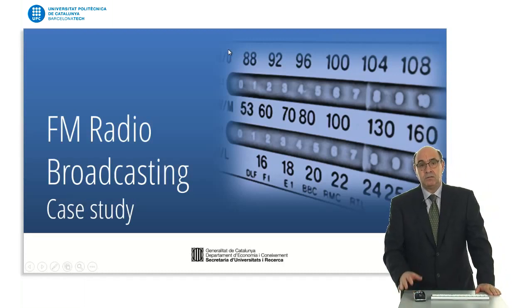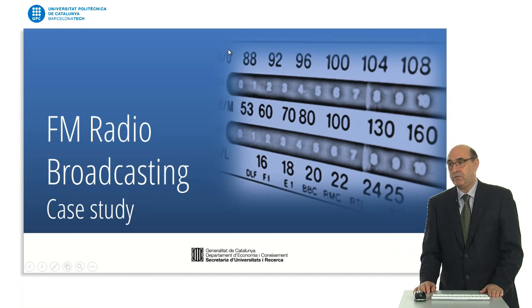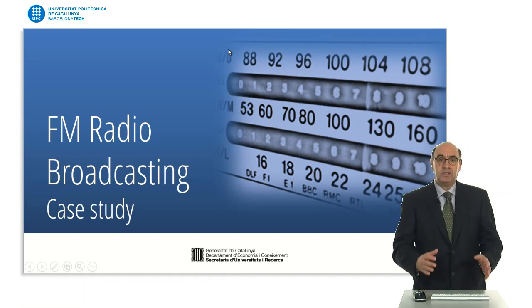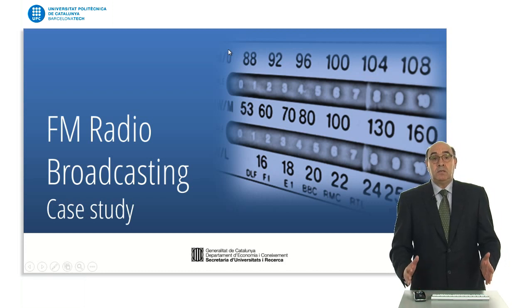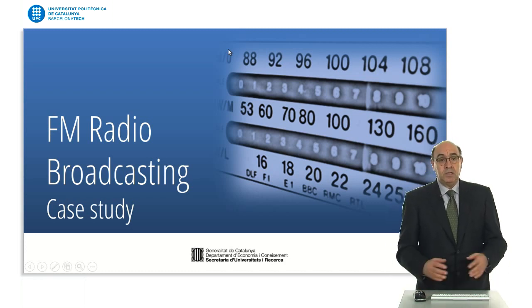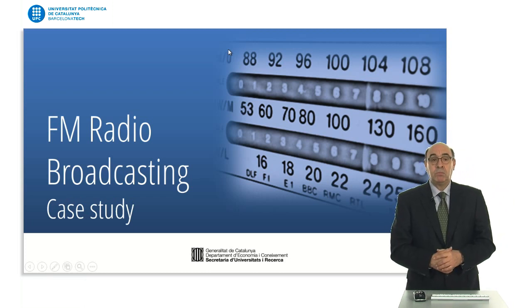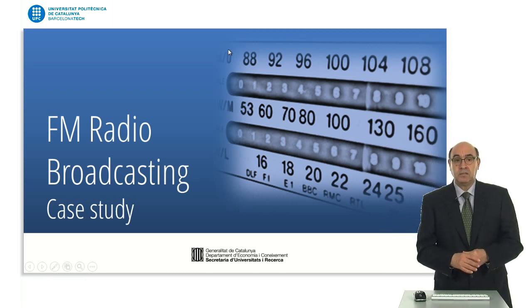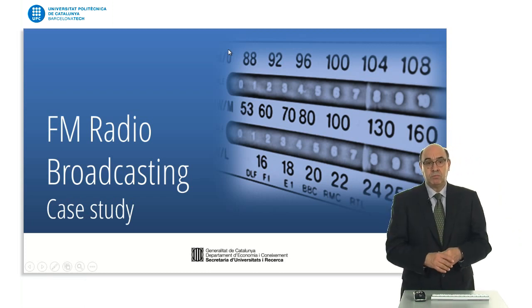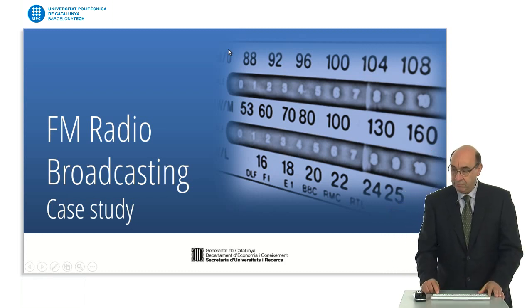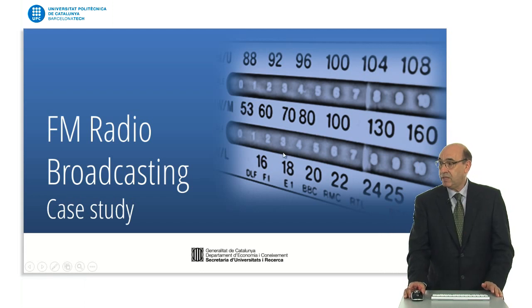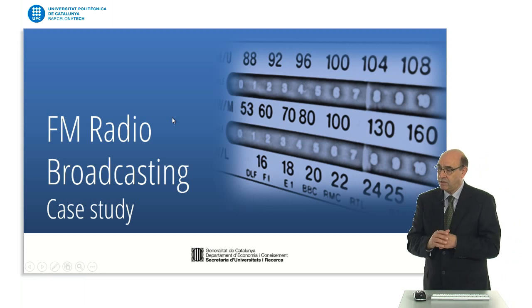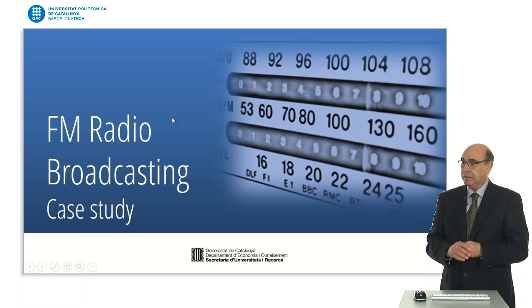Now I want to go over the case we have just proposed, which is studying the signal that could be received by an antenna that is tuned to a broadcasting station in the FM band. Here you have one of the typical dials of old radios. Today everything is more digital and you get other displays, but basically it's exactly the same thing.